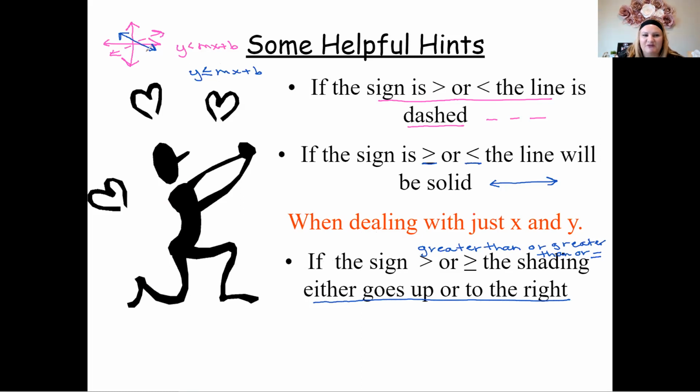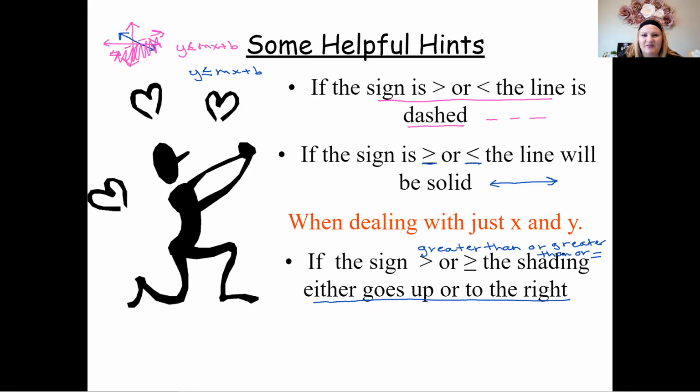So if you pay attention to my drawing at the left-hand corner, if I was shading for the pink equation, this says y is less than mx plus b. So I'm going to look at my pink line where it says y equals mx plus b. I'm going to shade below, because all the y values below are less than.